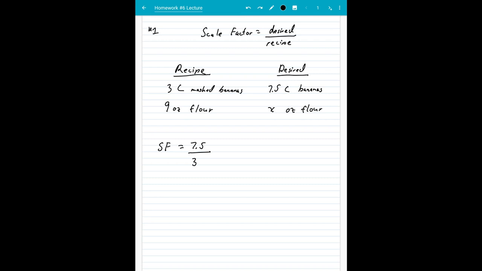So 7.5 divided by 3. If you divide those two out, you end up getting 2.5. That's your scaling factor for the entire recipe. Because your mashed bananas, maybe those were your limited quantity, that's a main ingredient. You might have a lot of access to flour, and I don't know what else you may put in it, sugar, if you want to put in a little bit of almond extract. I have no idea what you'll put in your banana bread. But you're able to scale all those other ingredients that you probably have a larger quantity of. So 2.5 is what we'll scale everything by.